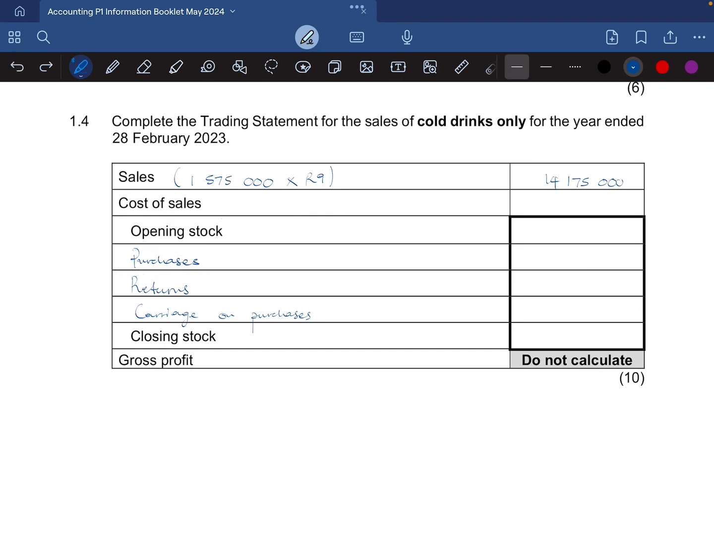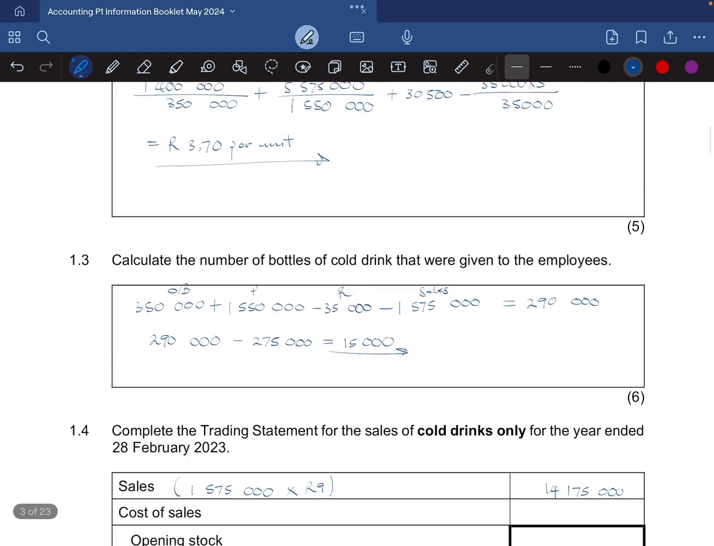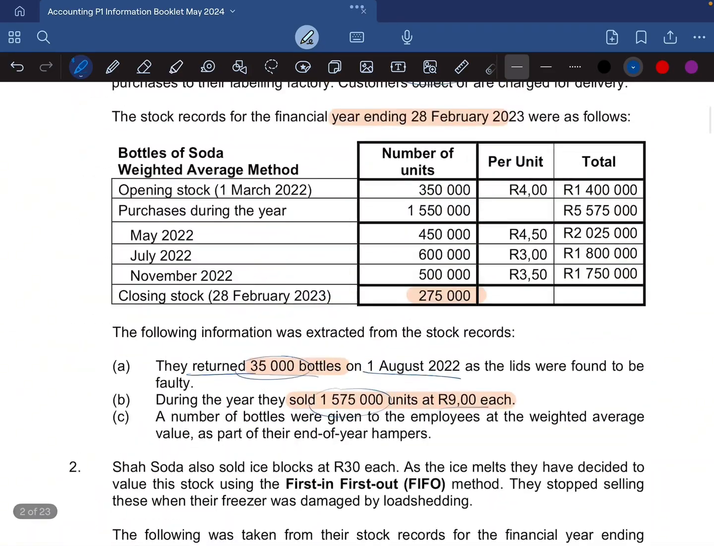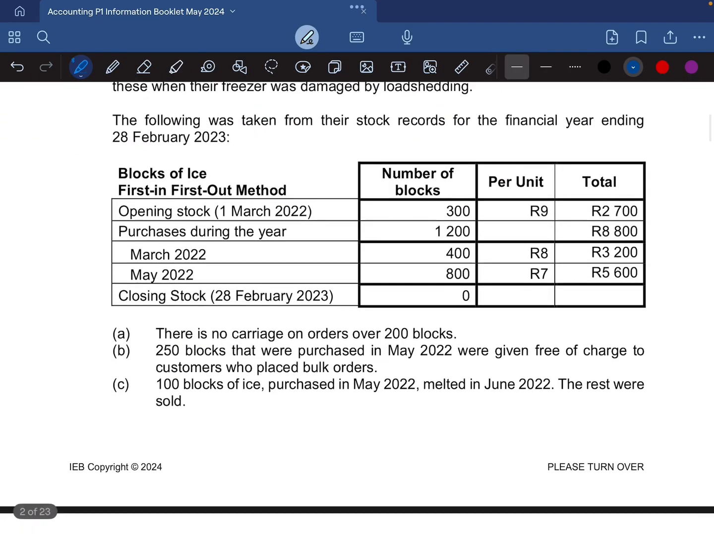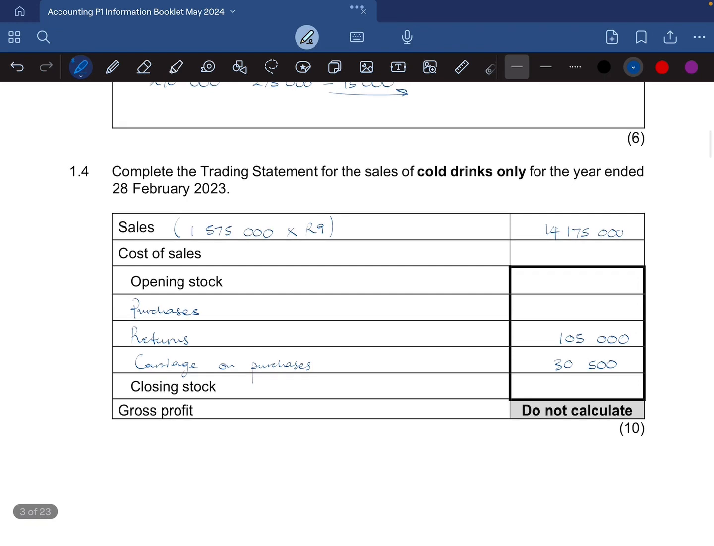Okay, so the easiest part to begin with is the carriage and purchases of 30,500 that we have already noted. And then we also have returns of 105,000. Now we need to talk about our purchases. For purchases, what we've had over the year is a total of 5,575,000. So that's where we need to start with our calculation.